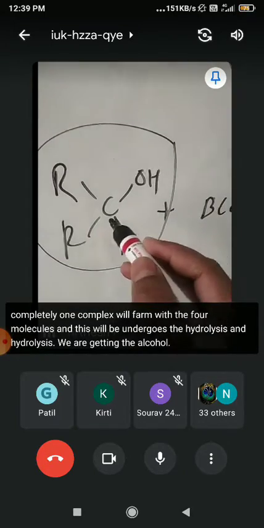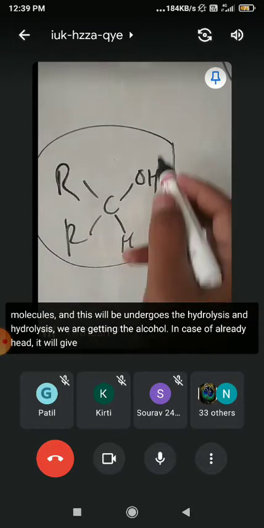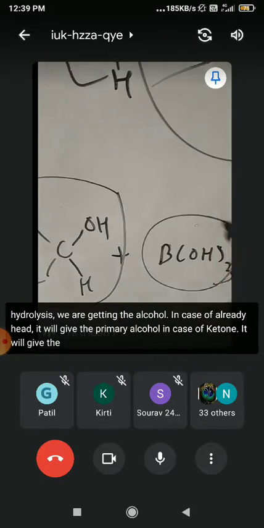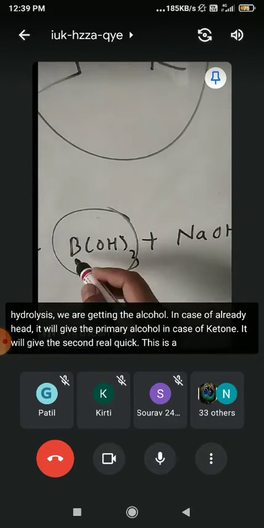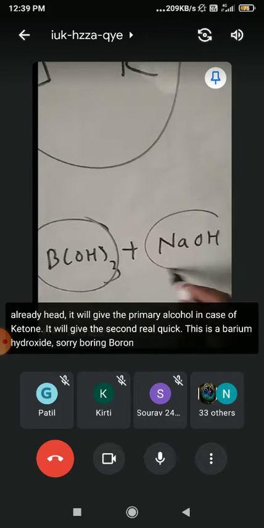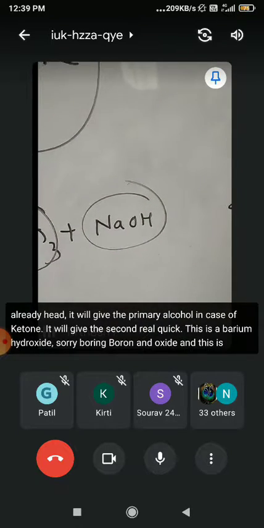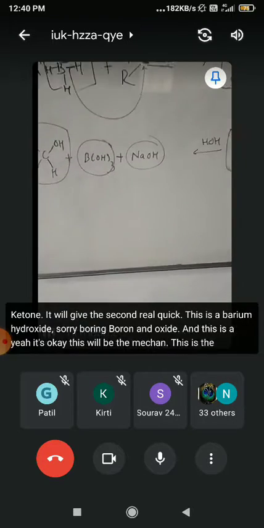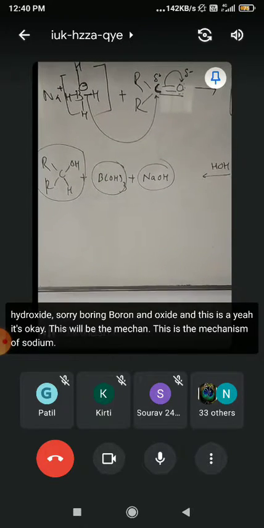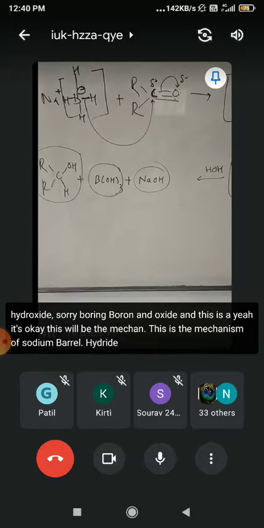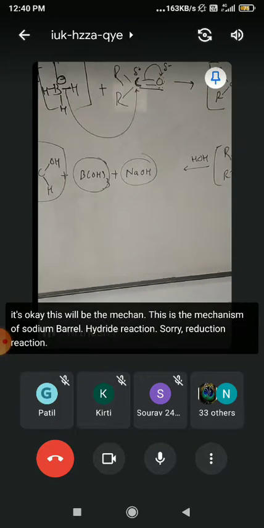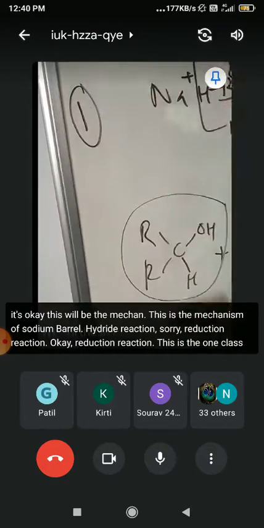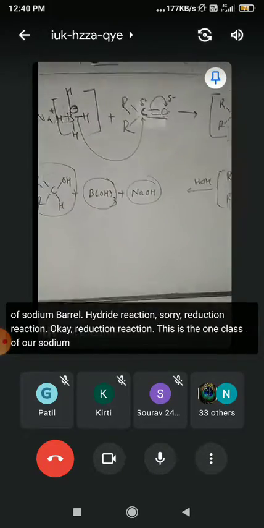In the case of an aldehyde, it will give the primary alcohol. In the case of a ketone, it will give the secondary alcohol. This is boron trihydroxide, and this is NaOH. This is the mechanism of the sodium borohydride reduction reaction. This is one class of our sodium borohydride reactions.